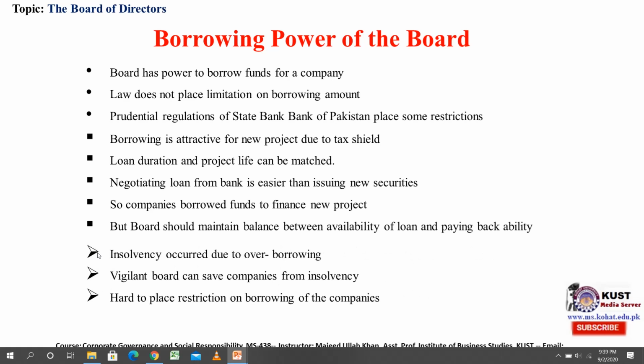Insolvency occurs due to over-borrowing. So a vigilant board can save companies from insolvency. By law or any other code, it is very hard to place restrictions on the borrowing of the company, because nobody knows how much fund is needed by the company in that specific time period.